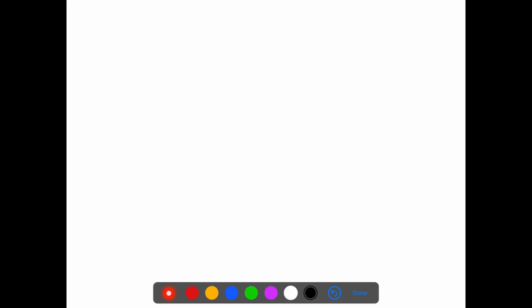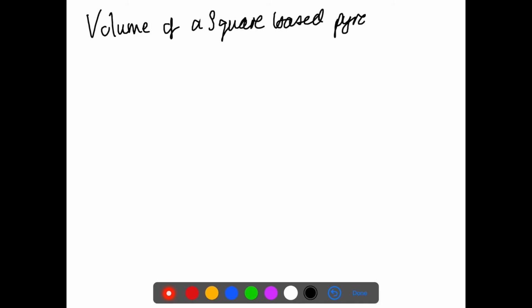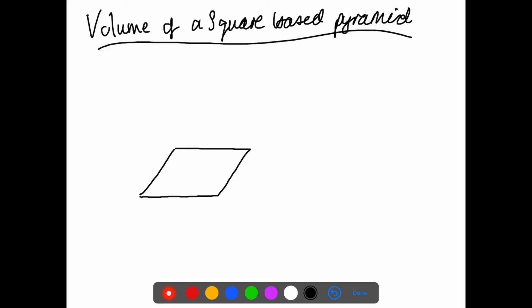Okay, so there's a couple of questions that I want to go through that are on the higher paper. So that is mainly the volume of a pyramid. So volume of a square-based pyramid. Okay, and so let's draw one out and have a go. So let's see if I can draw this. I'm not very good at drawing these. It's really hard.